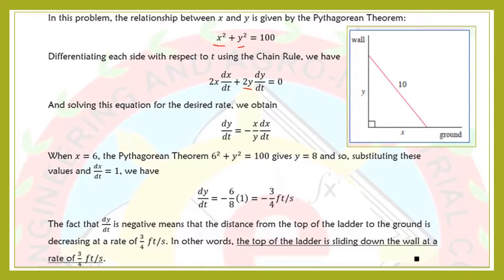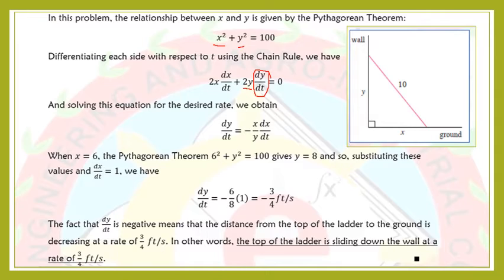In solving this equation for the desired rate, we obtain dy over dt is equal to negative x over y dx over dt. So ang kailangan kasi nating hanapin is si dy over dt man. So, i-transpose natin ito sa kabilang side. Mag-multiply muna tayo both sides by 1/2 para x times dx over dt na lang yung matira. And then, dito naman, kailangan din natin i-eliminate si y. So, that's why nag-times din tayo ng 1 over y. So, we have negative x over y dx over dt.